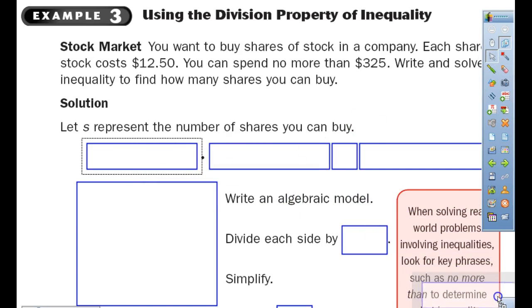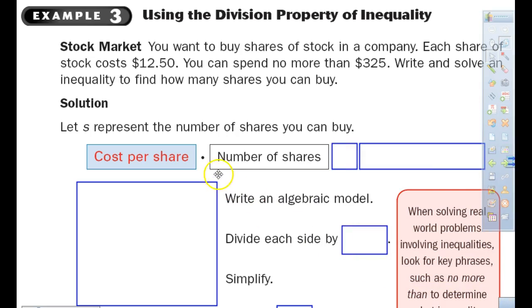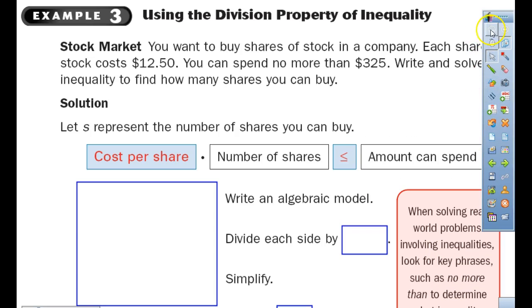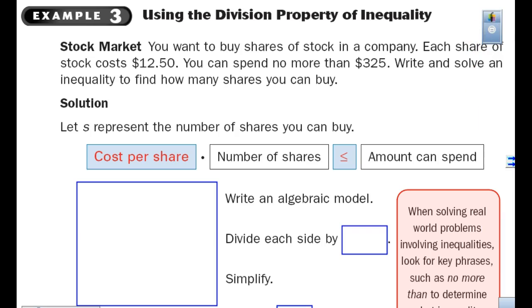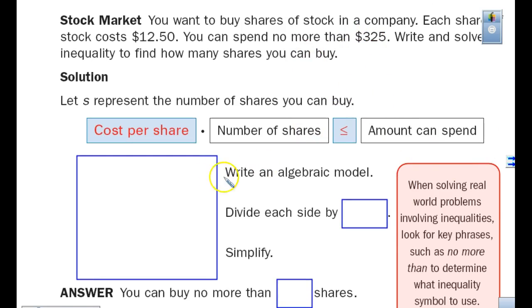Please put down, if we are looking at this, we're going to have the cost per share. That's how much each share costs us. And we're looking at how many we can buy, the number of shares, right? So when you do a verbal model, you have to relate it to this story. And we can't buy 325. We have to buy less or equal than 325, the amount of money we can spend, right? We can spend no more than 325.